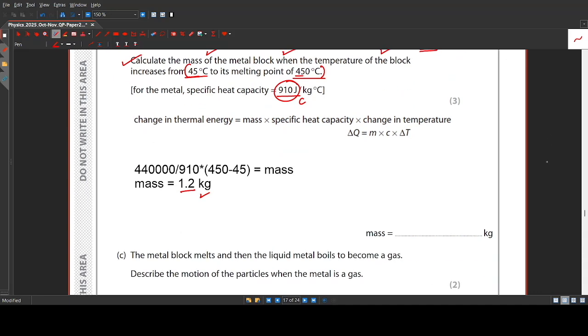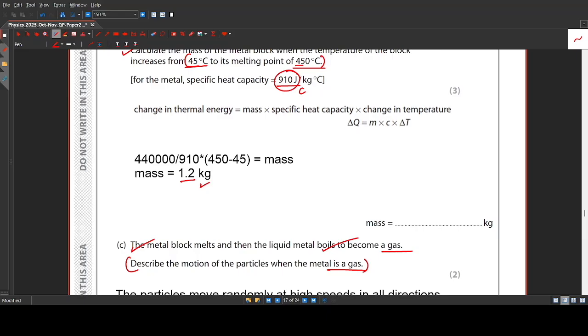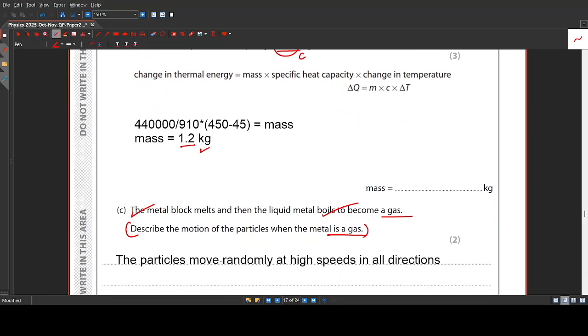Moving ahead, we have the metal block melts and then the liquid metal boils to become a gas. Describe the motion of the particles when the metal is a gas. So you will have to memorize this as well. In a gas, the particles are randomly arranged and they are moving randomly in all directions at very high speeds. The particles move randomly at high speeds in all directions.